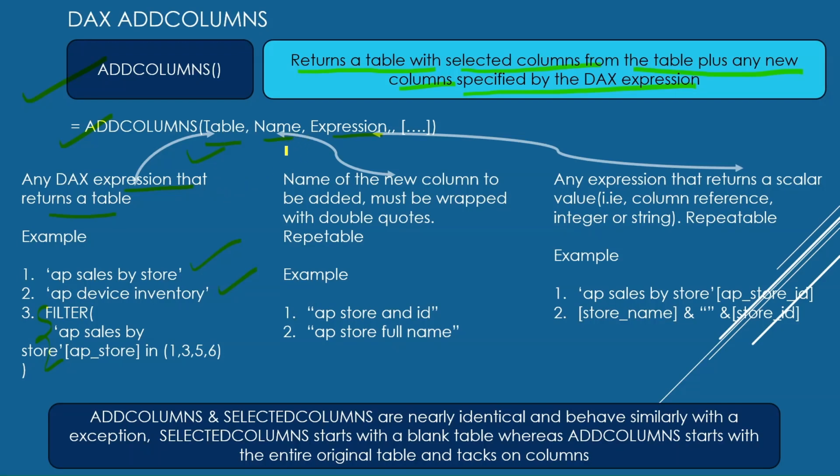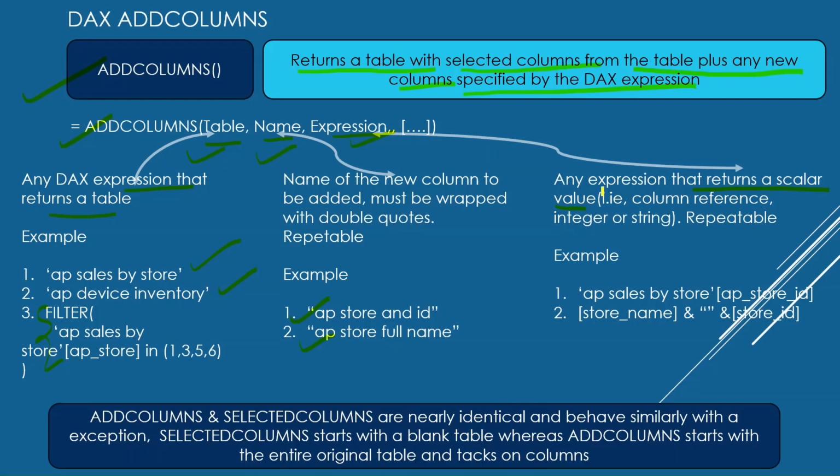Now let's discuss the name. If you want to add another column, we need to provide that column name here in inverted commas, like AP store ID and AP store value. And whatever column we have created, the expression will decide which kind of value it is going to have.